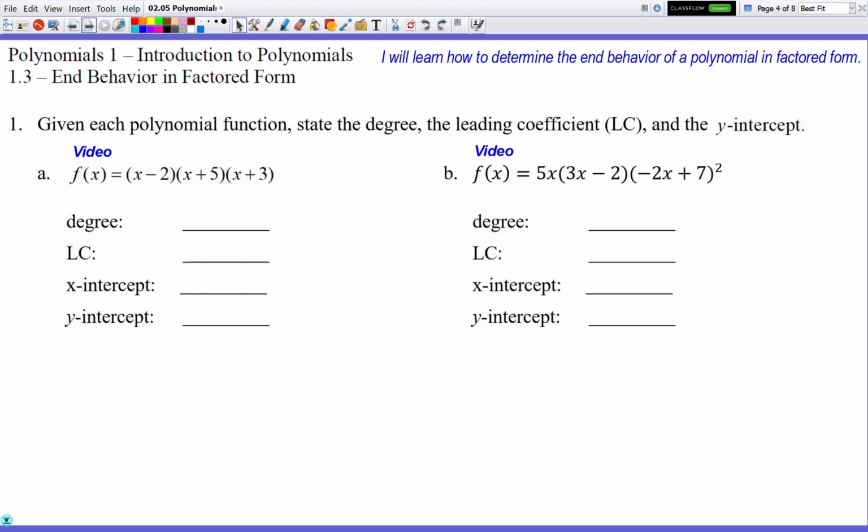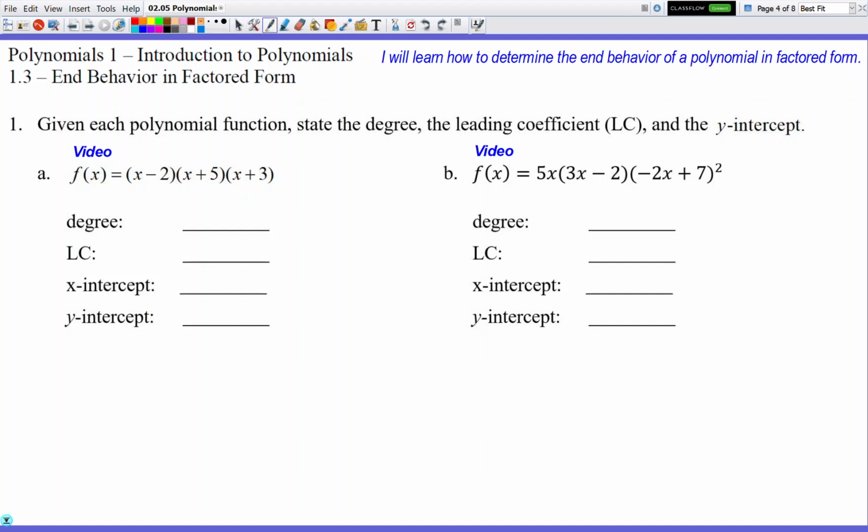It basically involves something you've been doing ever since you were a little baby: counting. You counted fingers, gummy bears, Pokemon cards or whatever you used to collect. Degree is all about counting. To get your degree, you just count how many x's are in your factored form. So let's count: 1, 2, 3. You have 3 x's, so there's your degree, 3.